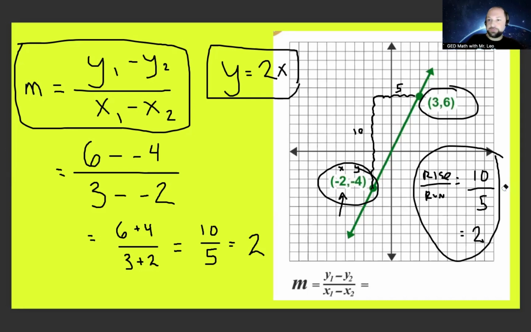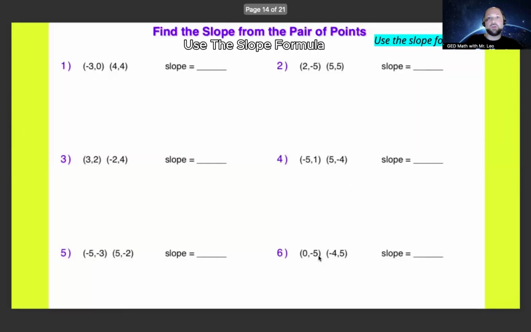Let's move forward. All right, find the slope from the pair of points. Use the slope formula. This is what I'm talking about. Here, you gotta be good with your negatives.